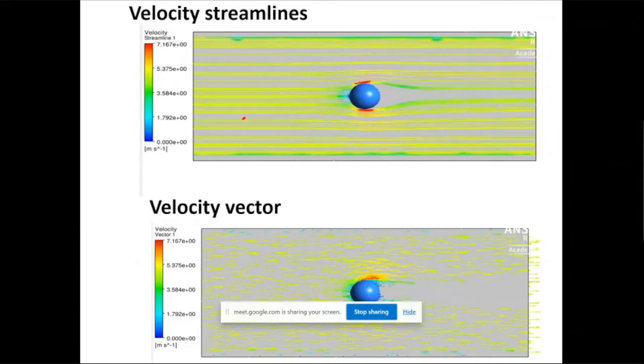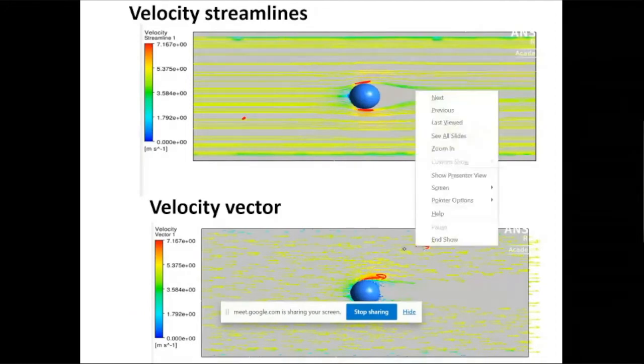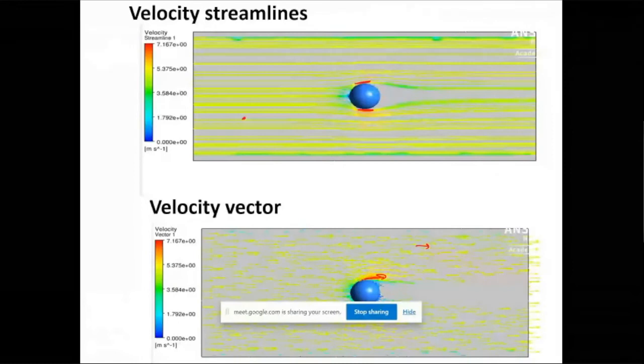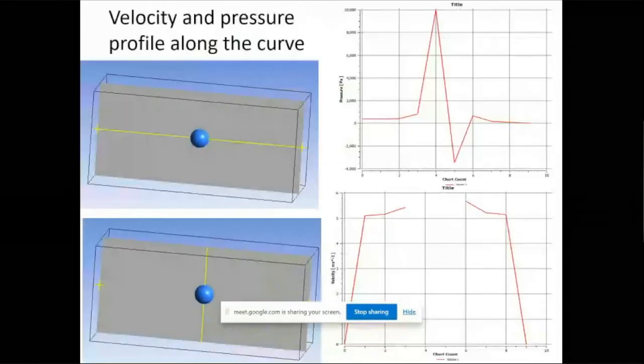So vector also you can see, and at what particular location, what is the magnitude of the velocity at that particular point. So all the information you can get using the CFD result. Also you can get the values across any curve, and you can plot these things and get the information.